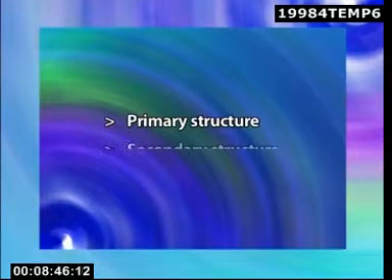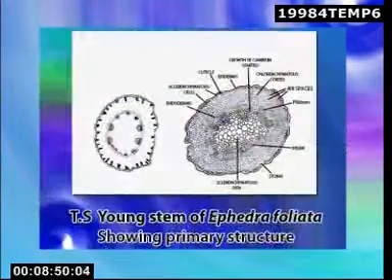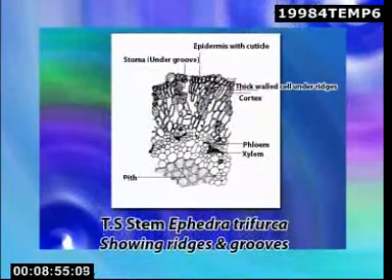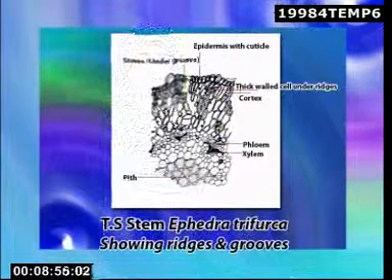We have primary structure and secondary structure. Primary structure. A transverse section cut through the stem of Ephedra shows a circular outline with mechanical strength to the plant.